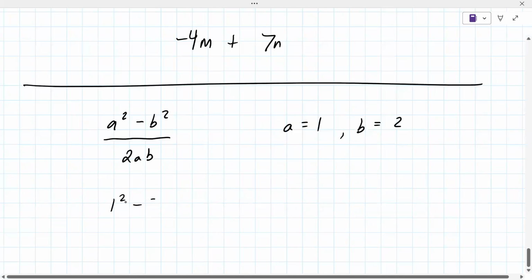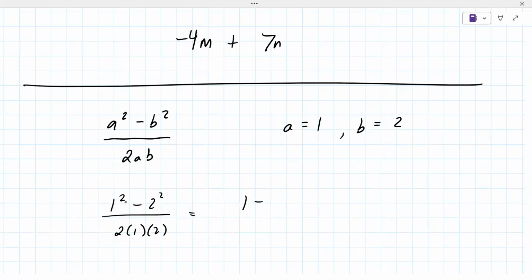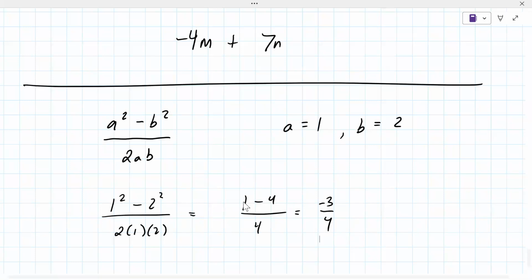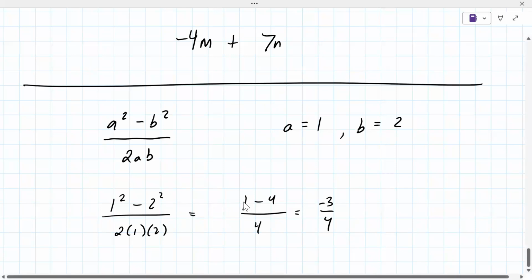All right, 1 squared minus 2 squared over 2 times 1 times 2. So it's 1 minus 4 over 4, which is minus 3 over 4. Minus 3 over 4. Really close there. Wait, why would it become minus 3/4? 1 is less than 4. So yeah, minus 3/4. Oh yeah, okay.